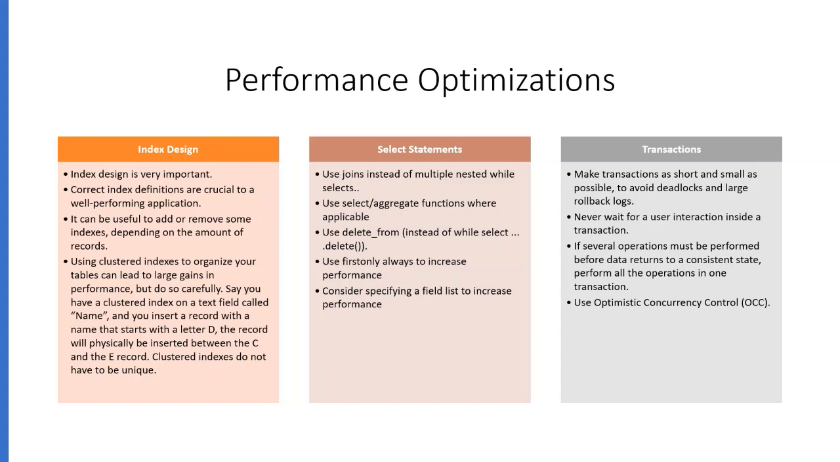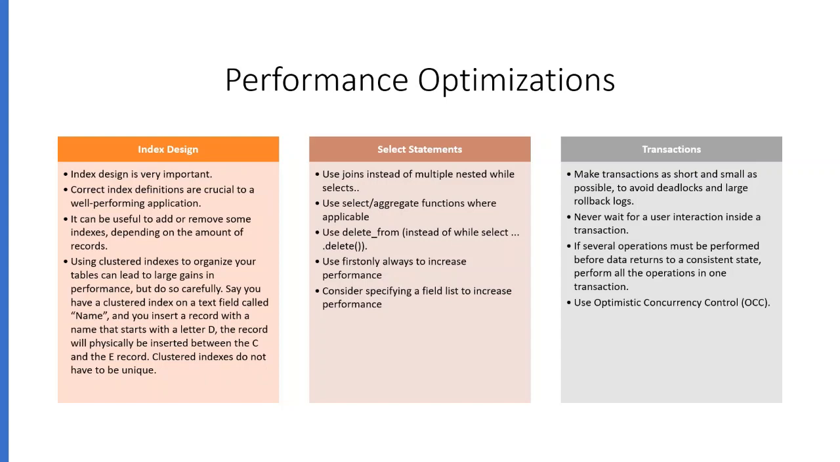Transactions. Make transactions as short and small as you can to avoid deadlocks and large rollbacks. Never wait for user interaction inside a transaction. If several operations must be performed, then perform all the operations in one transaction. Use optimistic concurrency control, that is OCC.